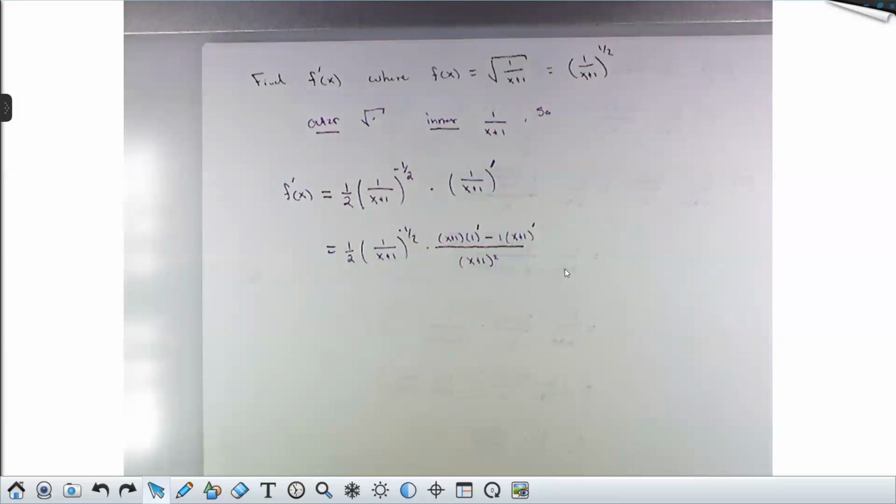Daniel asked an interesting question in chat. Why can't we just treat 1 over x plus 1 as its own number, bring the 1/2 down, and make the exponent 1/2? Well, when you look at this function, remember we're trying to think of these as composite functions.